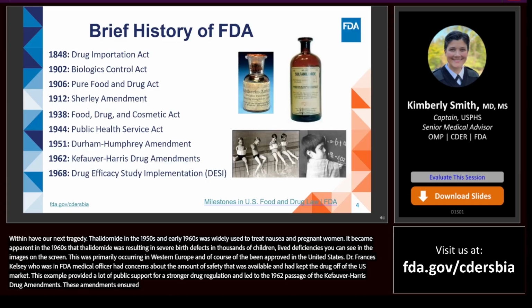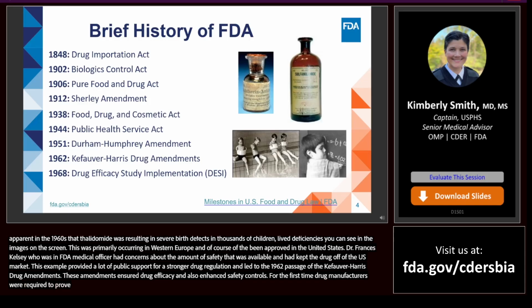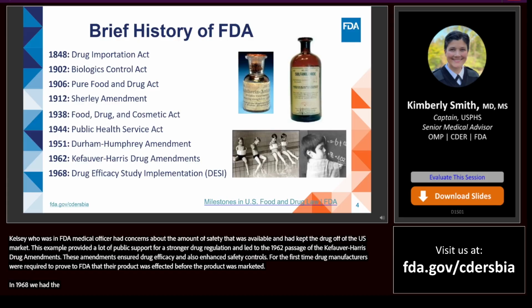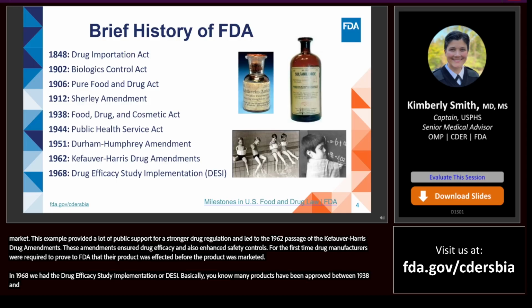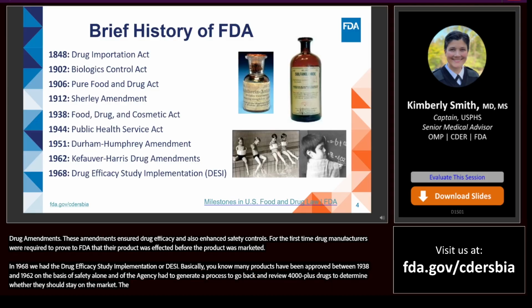For the first time, drug manufacturers were required to prove to FDA that their product was effective before the product was marketed. In 1968, we had the Drug Efficacy Study Implementation, or DESI. Basically, many products had been approved between 1938 and 1962 on the basis of safety alone, and the agency had to generate a process to go back and review 4,000 plus drugs to determine whether they should stay on the market. The products that did stay on the market went through this DESI approval process.